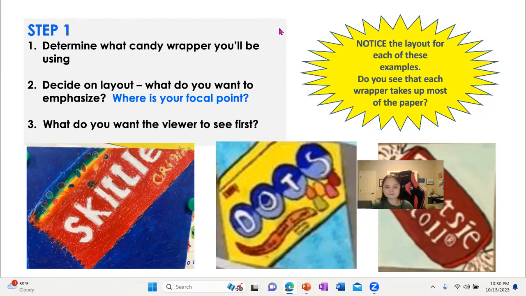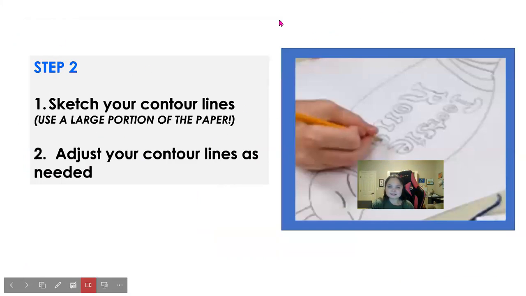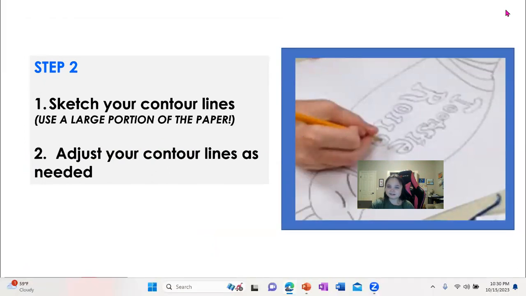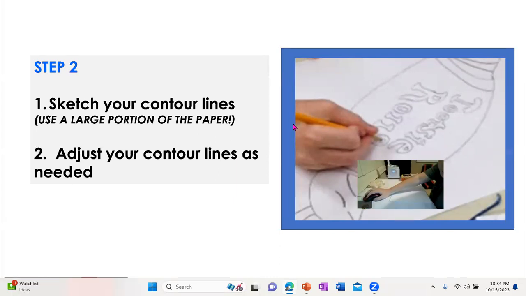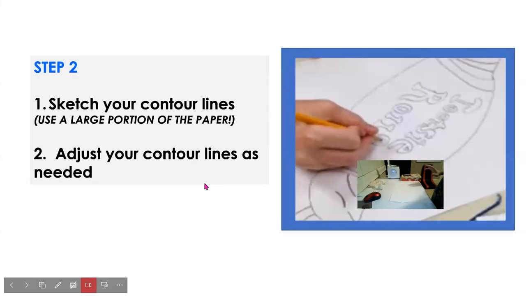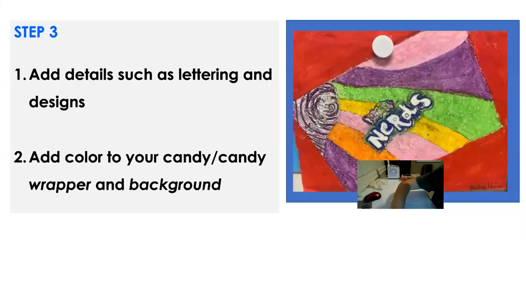Okay, next, sketch your contour lines. So I'm gonna make my homemade doc camera real quick. But go ahead and grab your paper and start drawing yours. So here's my little doc camera. I am kind of skipping step 3, which is to add color to your candy wrapper. I'm gonna be adding details, which is the lettering for mine.